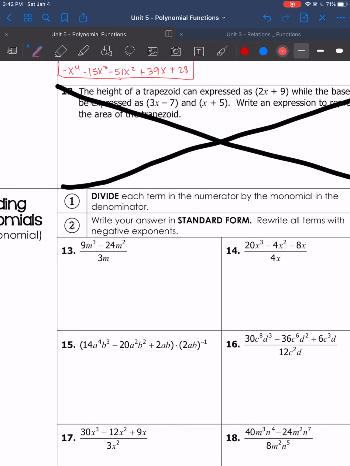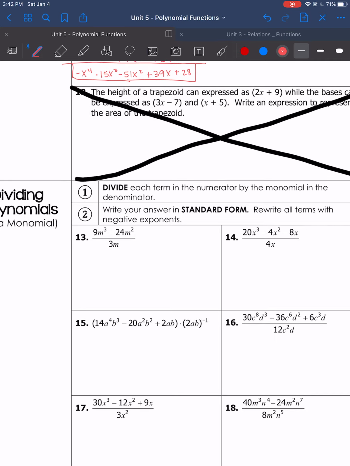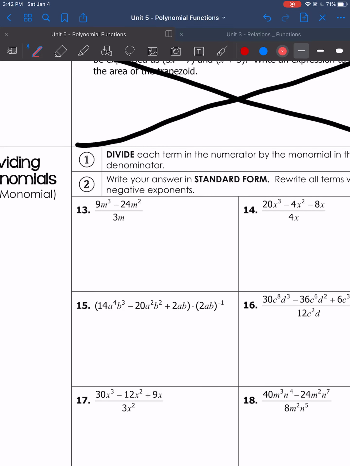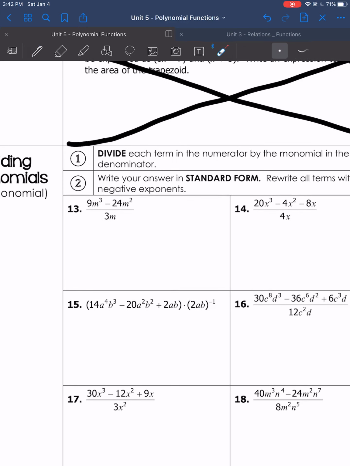Alright. So, once again, we're sticking with the odds. We're going to divide polynomials and then write them in standard form. So 13, I have 9m cubed minus 24m squared over 3m. So all you're going to do is divide component-wise. So 3 goes into 9 3 times, and you subtract your exponent, so you're going to have m squared left on top. And then 3 goes into 24 8 times, and you have 2 m's on top and 1 on the bottom, so you're going to be left with 1.